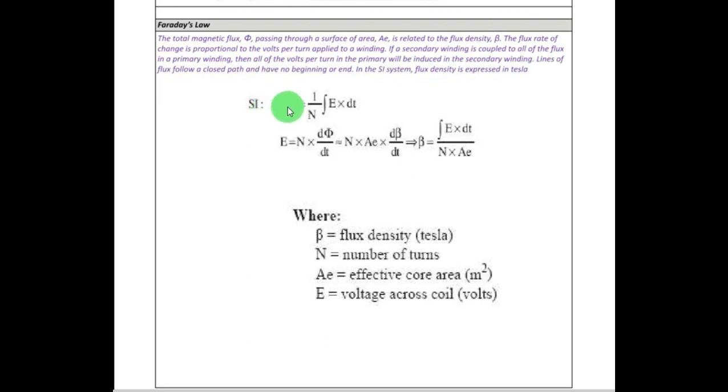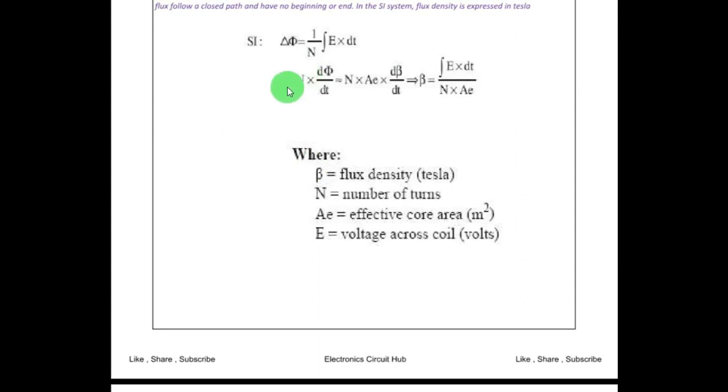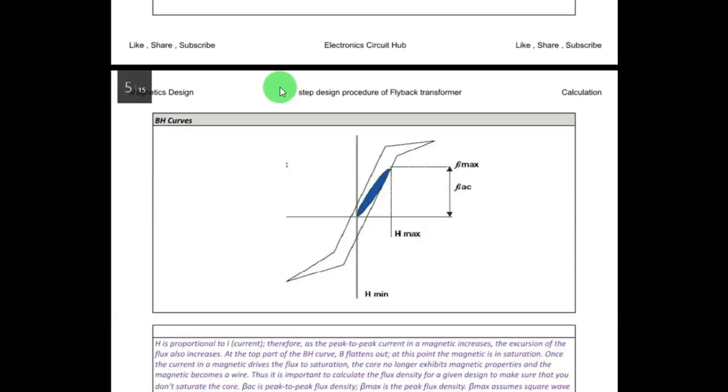In the SI system, delta phi equals 1 divided by N times the integral of E dt. So you can calculate E equals N times d phi by dt. If you replace d phi by dt, it becomes N times AE times dB by dt, and you can calculate your B value, which is given by the integral of E dt divided by N times AE. Here B is flux density, N is the number of turns, AE is the effective core area, and E is the voltage across the coil.